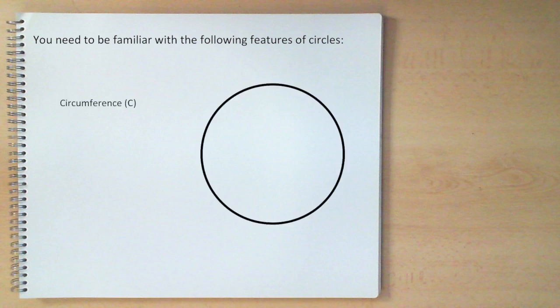First one to remember is the circumference of the circle. The circumference is just the perimeter of the circle. If you put a bit of string around the outside and measured it, that would be the circumference. Then of course we have the centre of the circle. You usually need to know where the centre is to measure diameters and radii, so the centre is quite important.